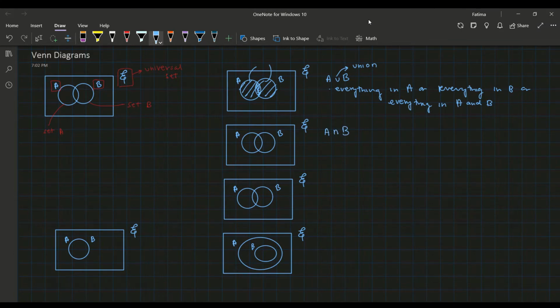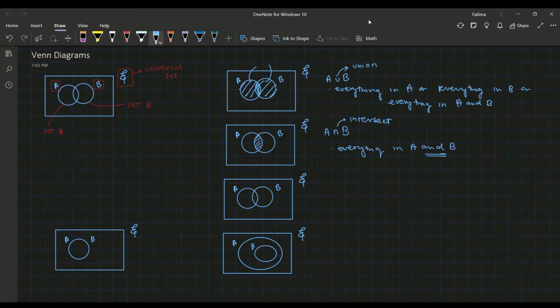It's a small N-like shape, and what it means is everything in A and B, as in the common region AB. So if you were asked to shade that on the diagram, it would be this region over here.